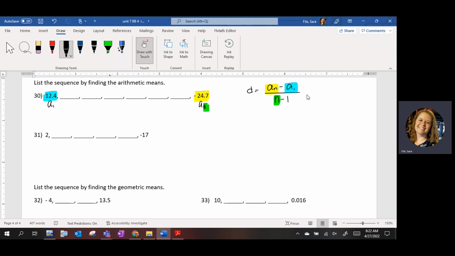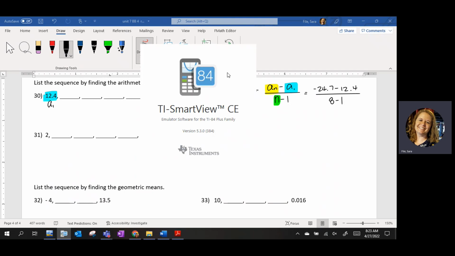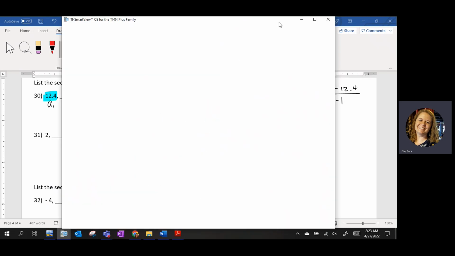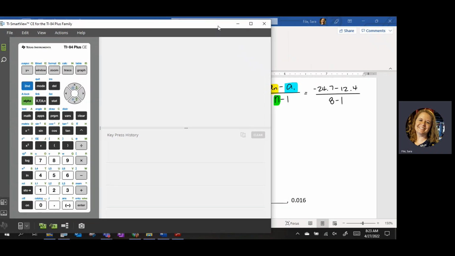Okay, so for this one, we would do negative 24.7 minus 12.4 over 8 minus 1. You do not have to do this by hand. You'll get a calculator. You can use a handheld like a graphing calculator or scientific calculator, or you can use Desmos. Remember when we take the test on Aware, the built-in calculator is the Desmos calculator.